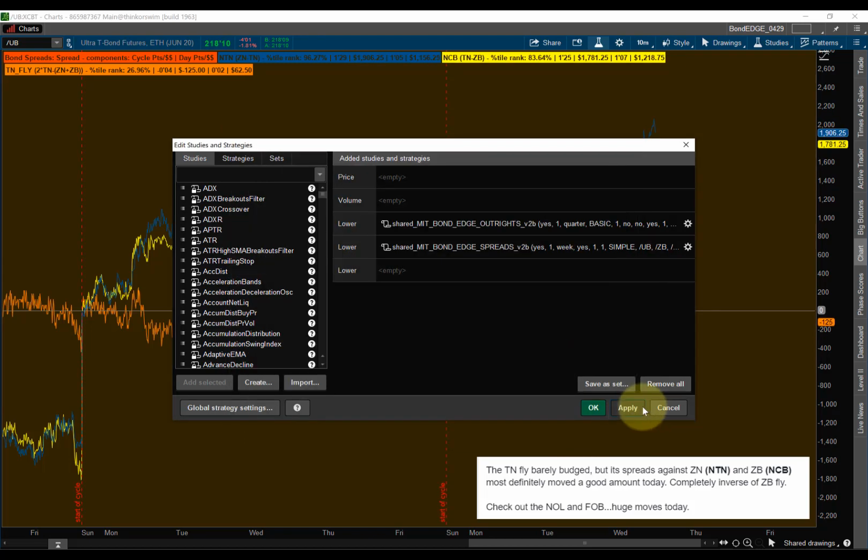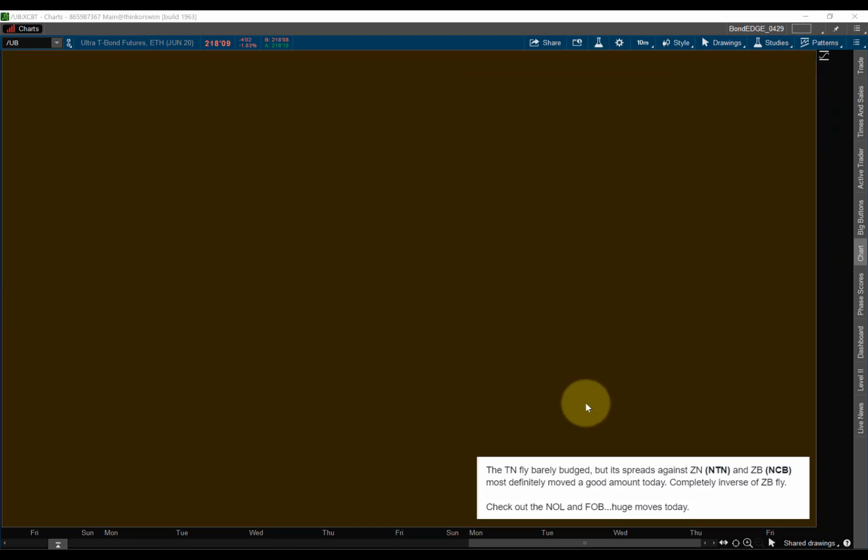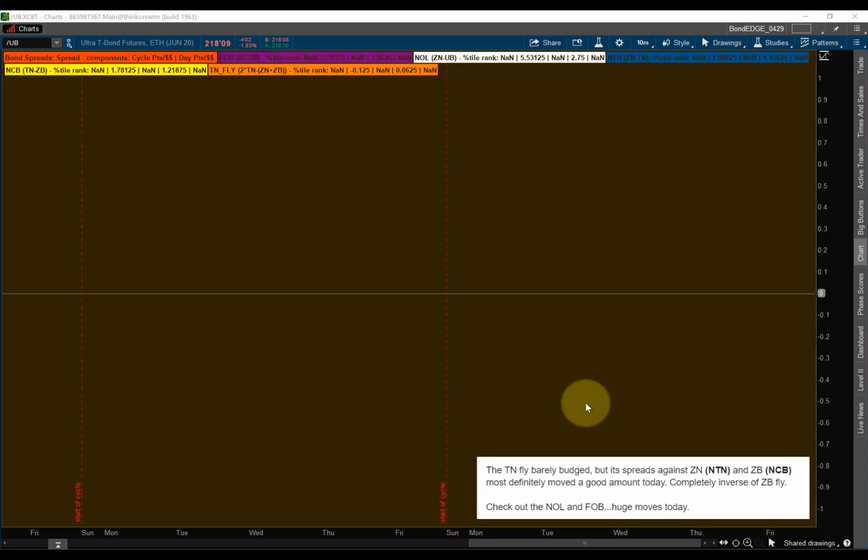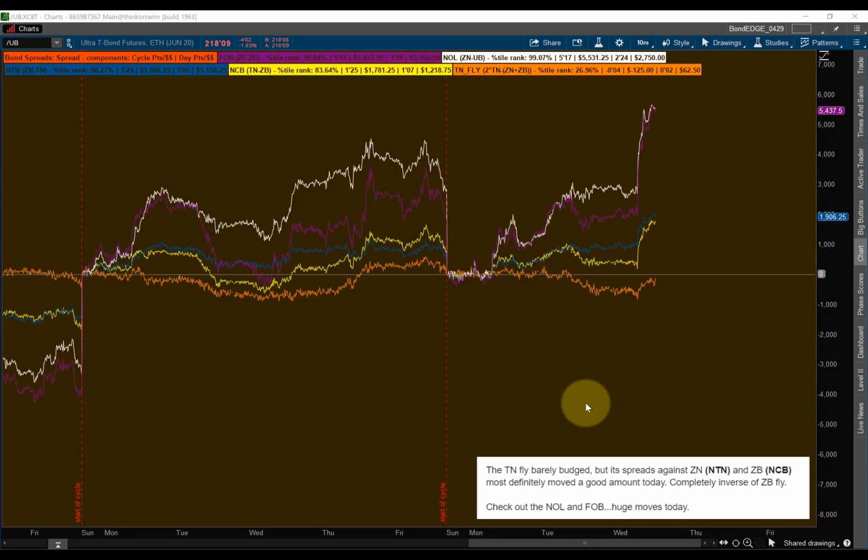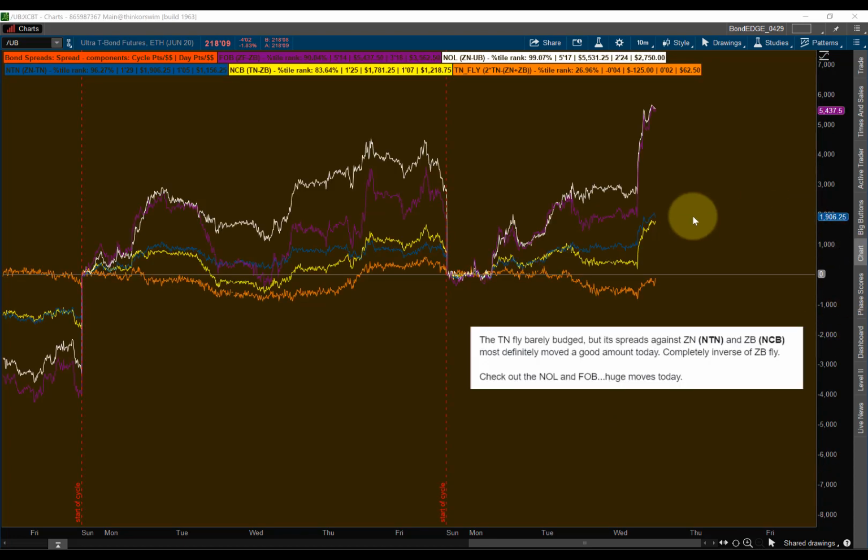Okay, apply, okay. And what we're doing here is we're looking at the NULL and we're looking at the FOB. Remember, that FOB's got 14 years of curve. So it's going to be riskier, it's going to be more volatile. So if we look at the yield curve from 4-year to 18-year, straight up, very, very steep.